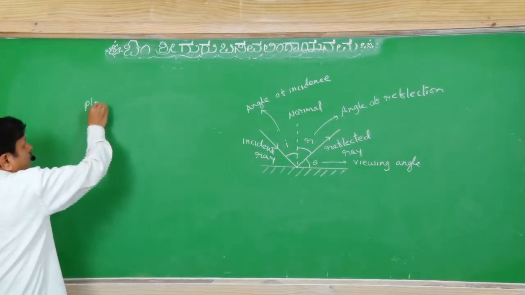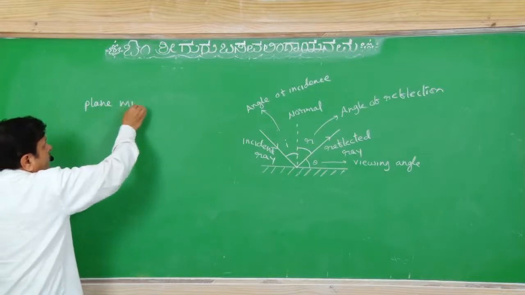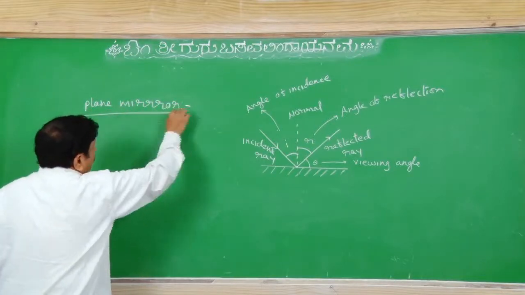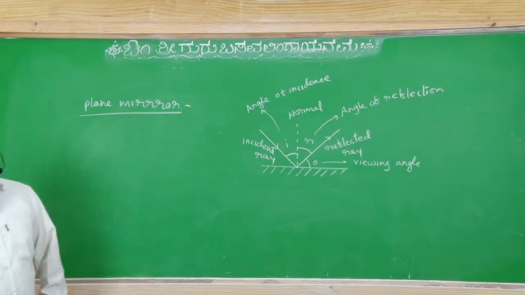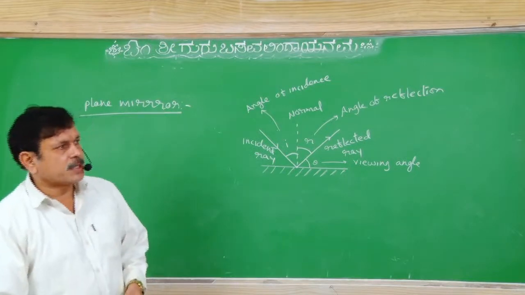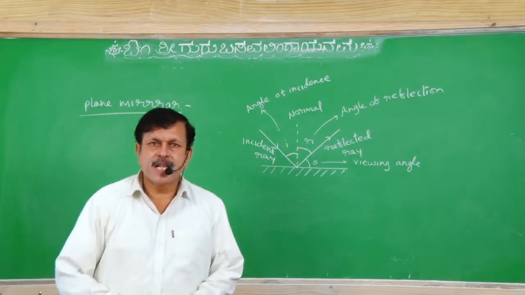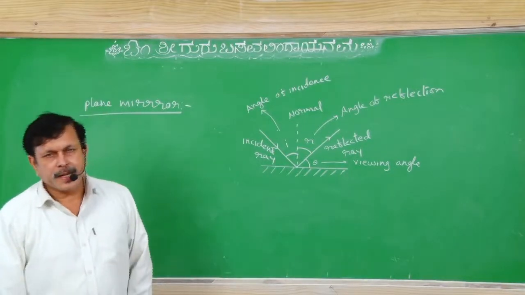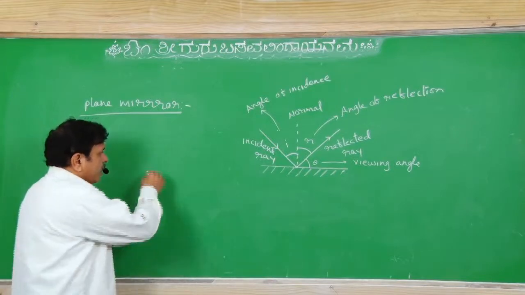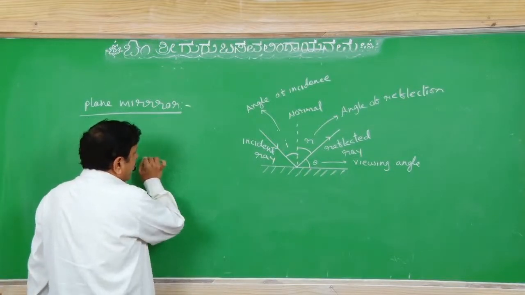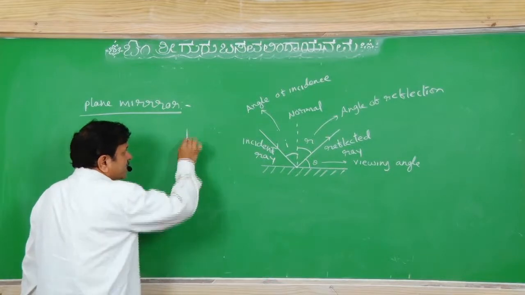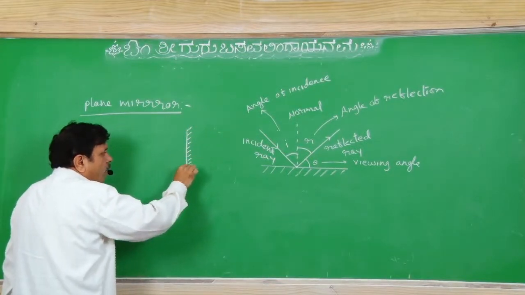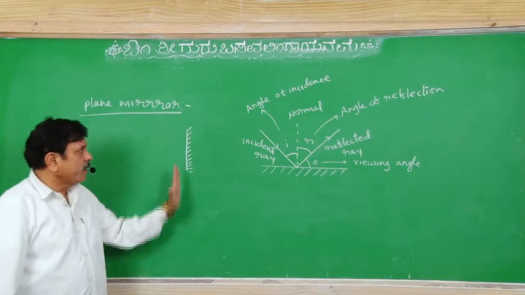Plane mirror. You know, generally we use plane mirrors to see ourselves when we want to go out, etc. Now the same thing we can show here. Suppose that this is a plane mirror. Here we'll have a glass.